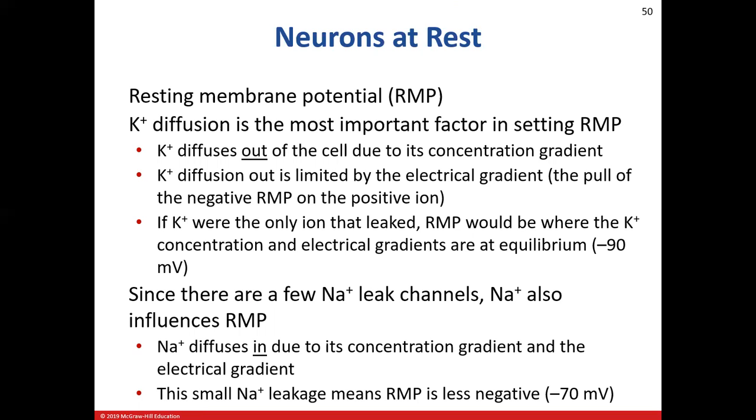So again, if we sum this up, potassium diffuses out due to the concentration gradient of a higher concentration of potassium inside the cell versus outside the cell. So we're moving down the concentration gradient. However, the negative inside of the cell starts to pull some of those positive ions back in. And so we get this resting membrane potential where that equilibrium point is reached.